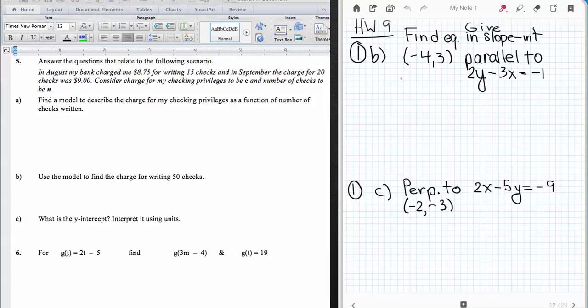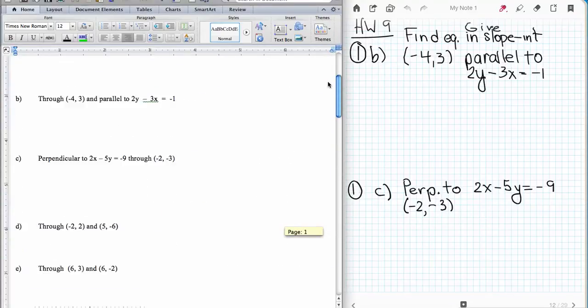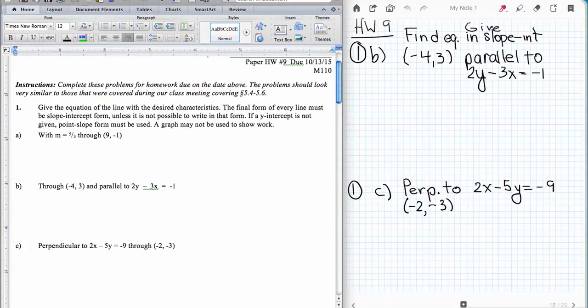So on homework number 9, problem number 1B is this problem here. We want to give the equation of the line with the desired characteristics. The final form of every line must be in slope-intercept form unless it's not possible to write it in that form. Remember that the only time it's not possible is if it's an x equals line, if it's a vertical line. If a y-intercept is not given, then the point-slope form must be used, and a graph may not be used to show our work.